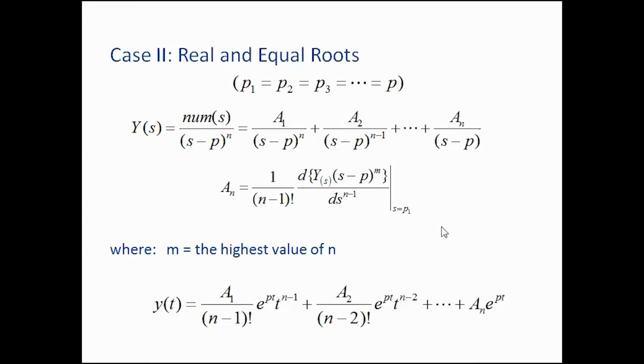In general, the resulting output y of t is given by the inverse Laplace transform: a sub 1 over quantity n minus 1 factorial multiplied by e raised to p times t, times t raised to n minus 1, plus a sub 2 over quantity n minus 2 factorial multiplied by e raised to p times t, times t raised to n minus 2, plus and so on up to a sub n e raised to pt.